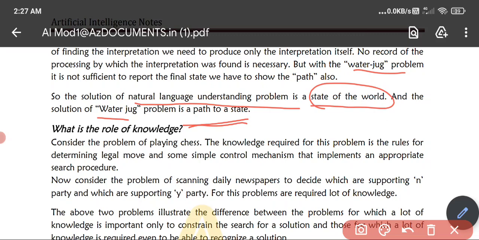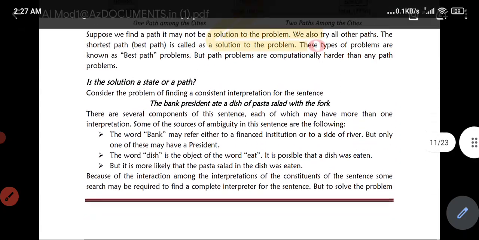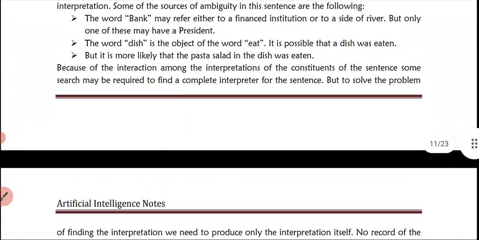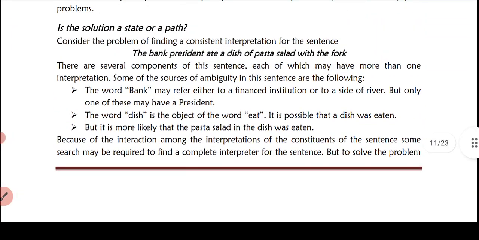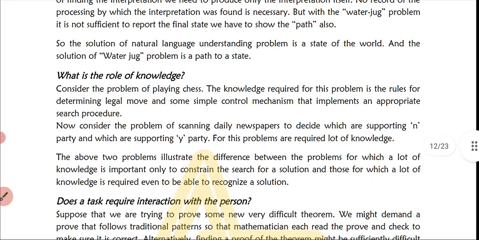So that is nothing but two kinds of problems: state or path. State cares only about the final state. Path means the path they have followed in order to find that solution. It is important. So what is the role of knowledge?